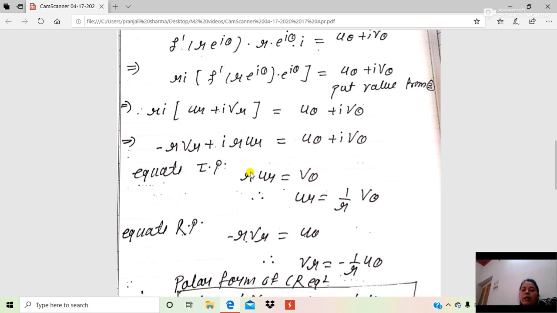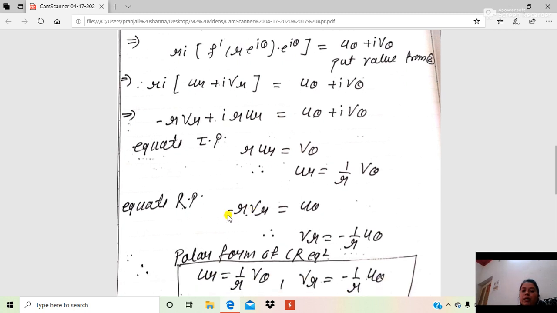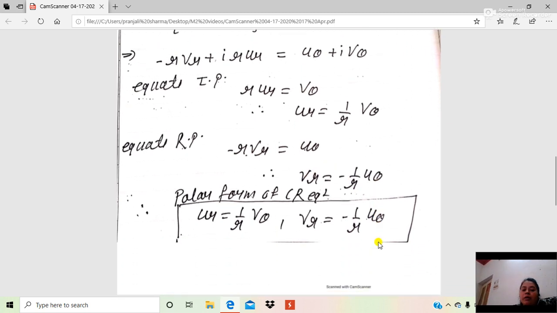If we equate imaginary parts, we have the equation r u_r = v_θ. So we have our first CR equation as u_r = (1/r) v_θ. Now, if we equate real parts on both sides, we have the second equation as -r v_r = u_θ, or we can say that v_r = -(1/r) u_θ. So we have our two equations in polar form, u_r = (1/r) v_θ and v_r = -(1/r) u_θ, which are known as the polar form of CR equations.